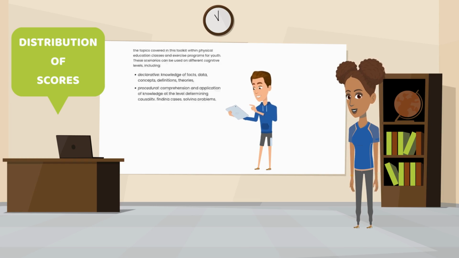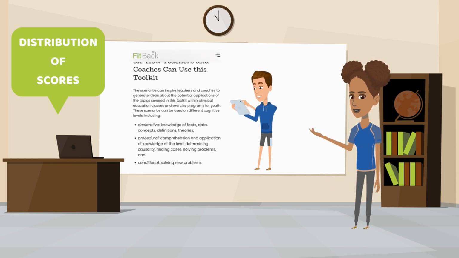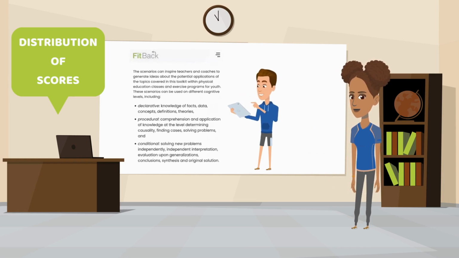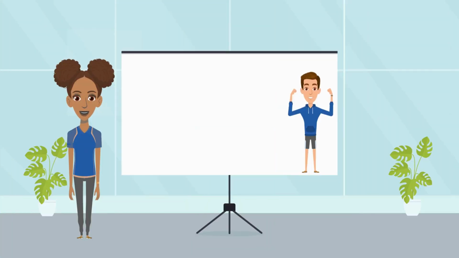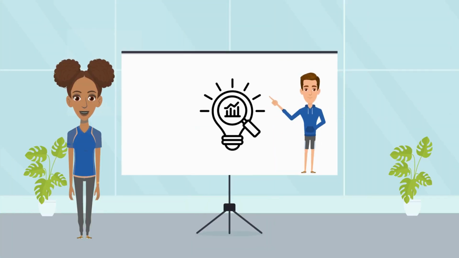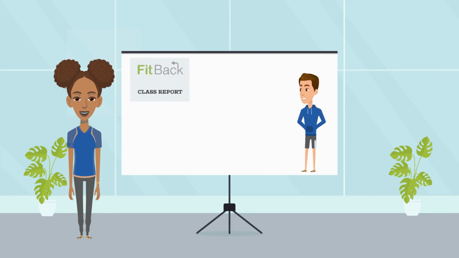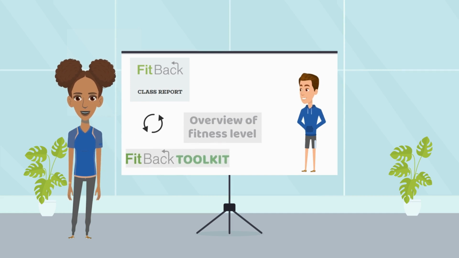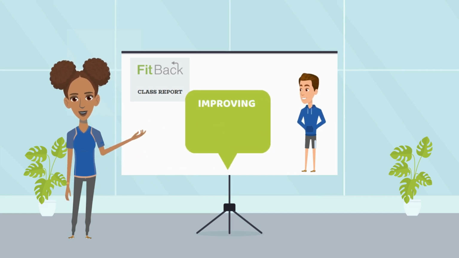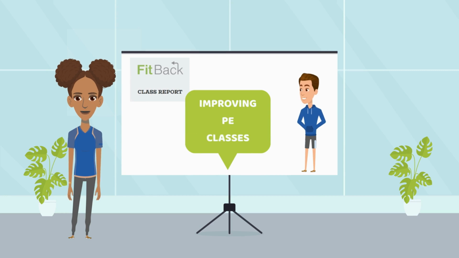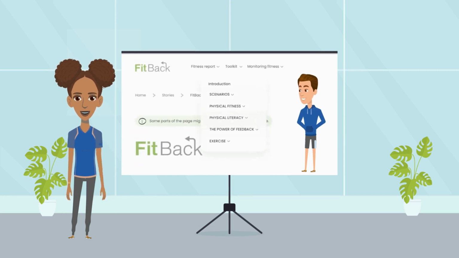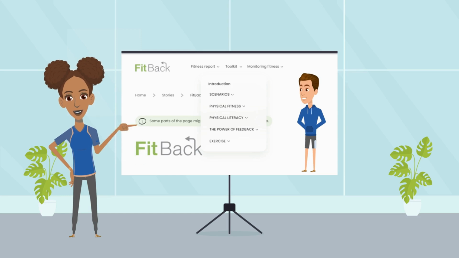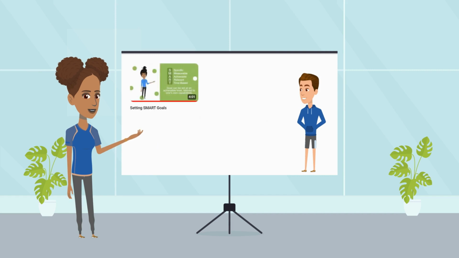Use also the Fitback site to link to other scenarios on how the class report may be useful. Fitback goes beyond reporting. It provides actionable insights. By using the Fitback class report, teachers will have a better overview of their students' fitness levels, which will allow them to use that information in a plethora of different scenarios with the overarching goal of improving their physical education classes. In the Fitback Physical Literacy Toolkit, physical education teachers can find several ideas on how the Fitback class report can work in synergy with other scenarios.